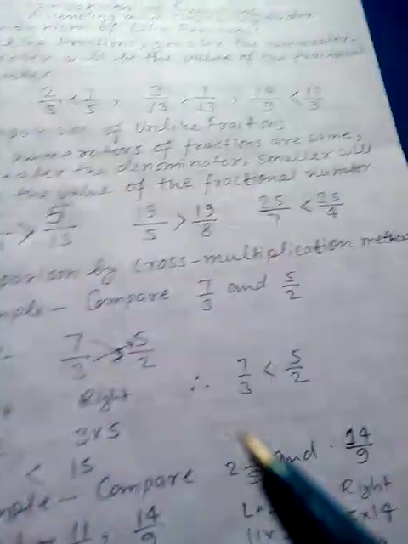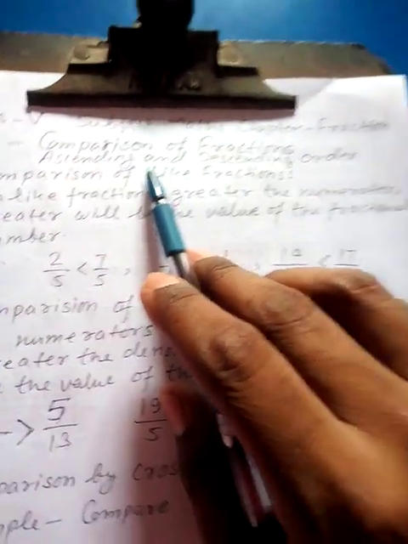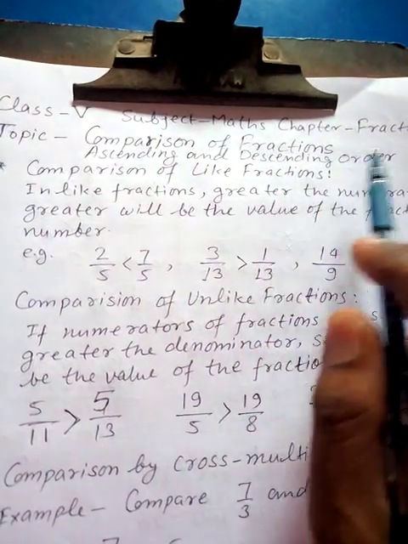Good morning, class 5. In the previous class, you have read how to reduce a fraction into its lowest form or lowest terms. And now we are going to understand how to compare two rational numbers and how to write rational numbers, given rational numbers, in ascending order or descending order. So take a look at this. Students, our topic is comparison of fractions and ascending and descending order.